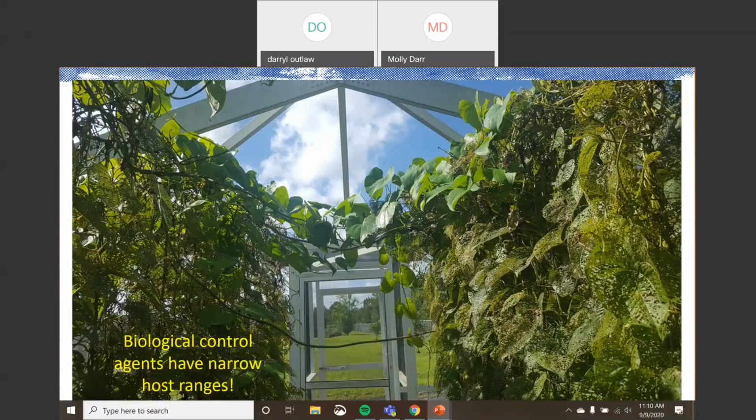These guys are host-specific. Winged yam is one of the most closely related plants to air potato, and you can tell they don't have a taste for it. They won't feed on it, and they definitely won't reproduce on it. So very narrow host ranges to make sure that these guys will only harm the plants we want them to harm. All right, next.